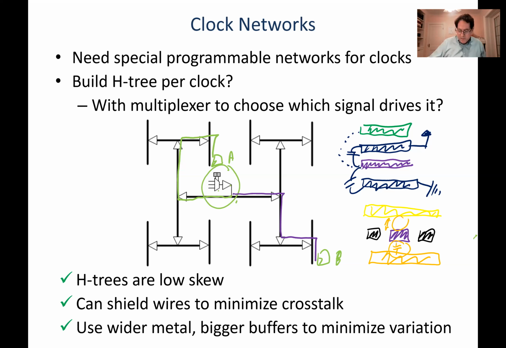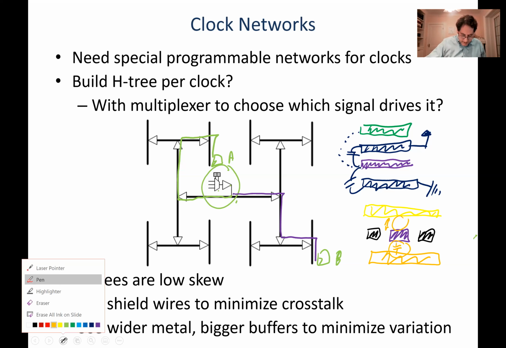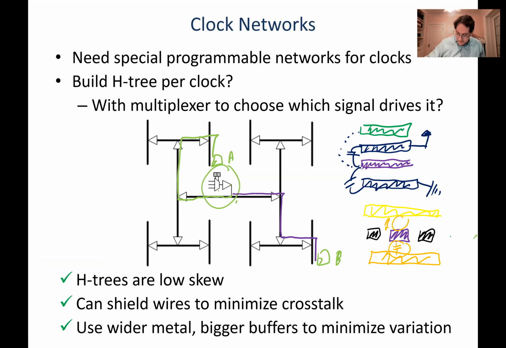And this means that I'm not giving every clock its own layer, because on one layer, I can fit a bunch of different clock wires. So I can put this green one, and that might be part of another clock network. The last thing we do is we spend some area. So we use wider metal and bigger buffers to minimize variation.